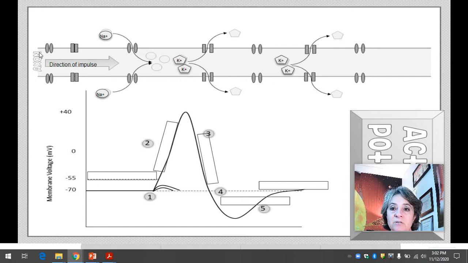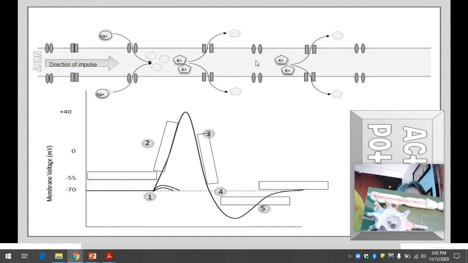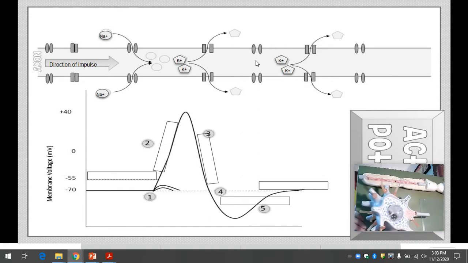So what happens, here's the axon. We have the electricity going. It involves the sodium and potassium ions. So this is an axon. All right, so I have this picture, this model. All right, so here's the model of a neuron. Try to get this in the right view so you can see it.